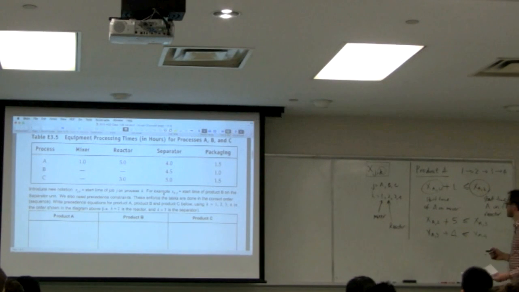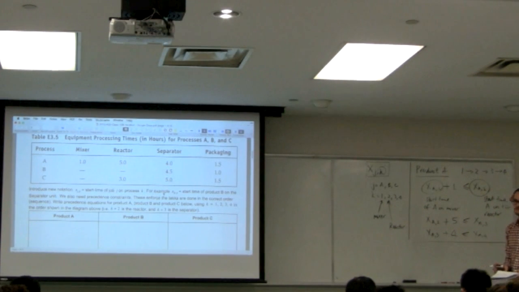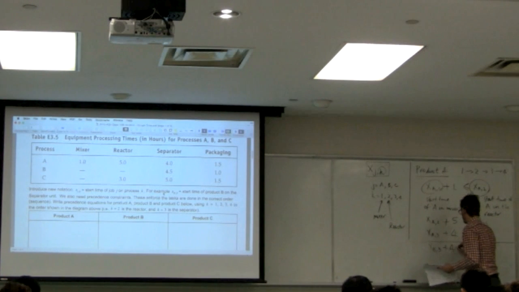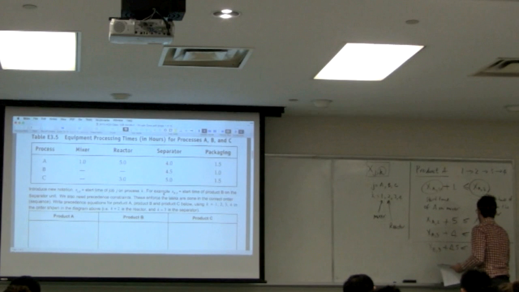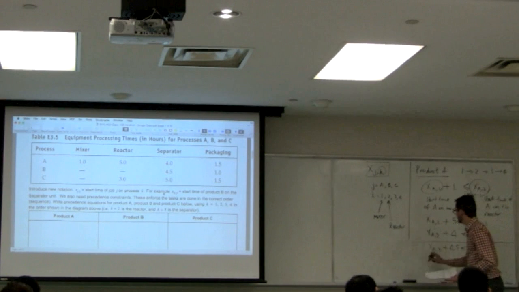Product B, what is product B's equation? Okay, plus 4.5 must be less than or equal to XB4. We don't have a constraint for B going 1 to 2 or 2 to 3 because product B doesn't use the mixer or the reactor. Okay, and then you can write out product C in the same way.